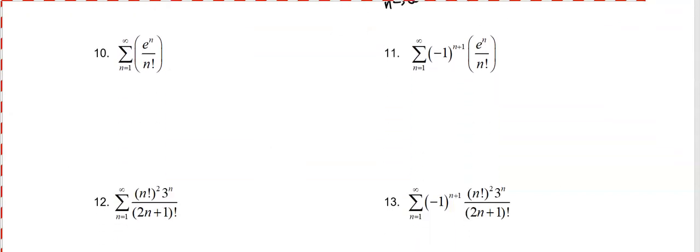10, not alternating. We're just going to do first our n-term test. So as n goes to infinity, our faster growing function, n factorial, does grow faster than e to the n. So this does go to 0. So it passes the n-term test. That just means we need to continue on and figure out a way to determine if it actually does converge.